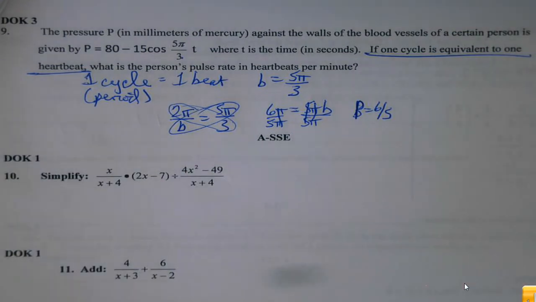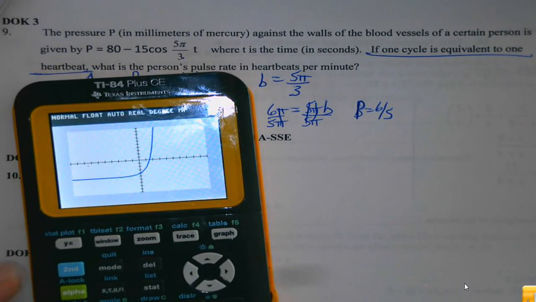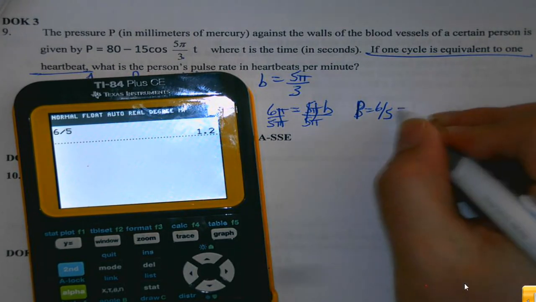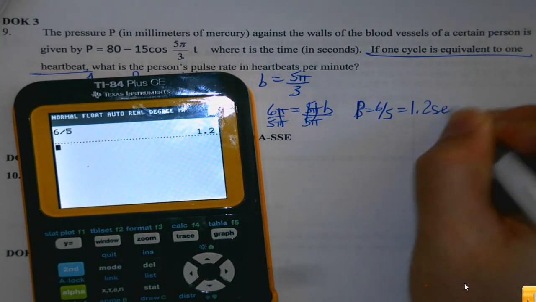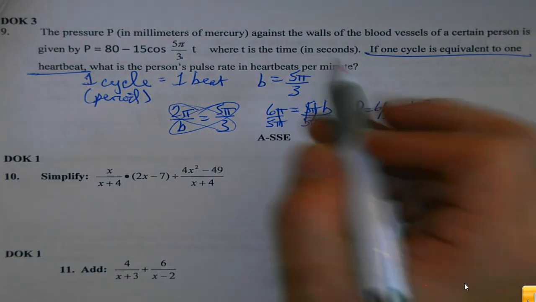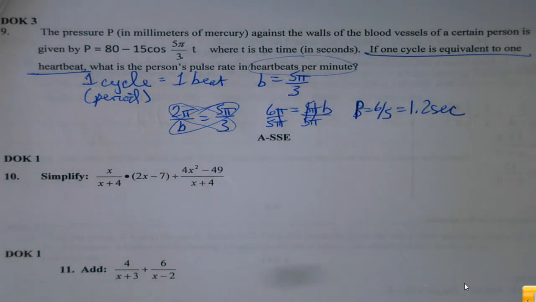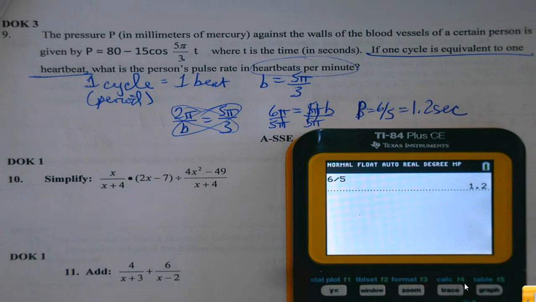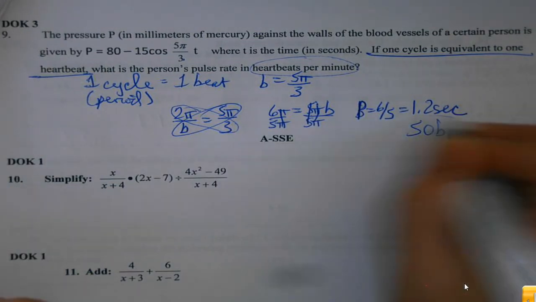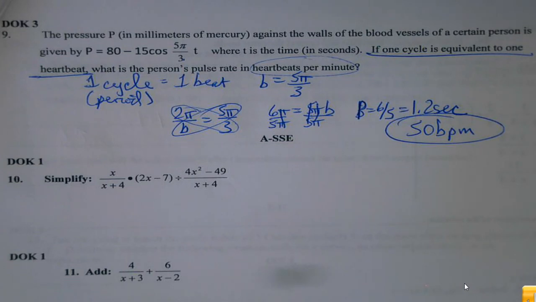You're like, okay, what's that mean? Well, here's what it means. It means a cycle is going to take approximately 1.2 seconds. So we want to see heartbeats per minute. So, 60 seconds in a minute, 1.2 beats per second, tells me there's going to be 50 beats per minute. That's going to be my pulse rate.